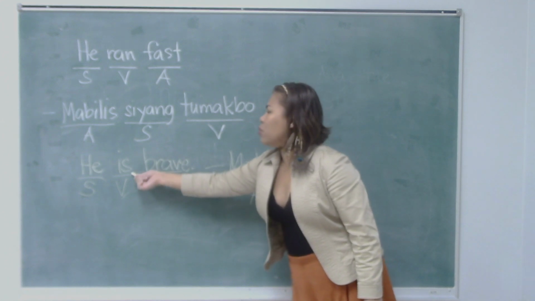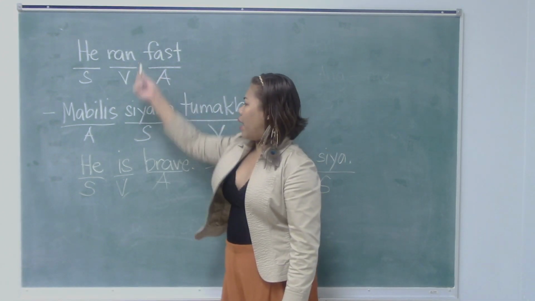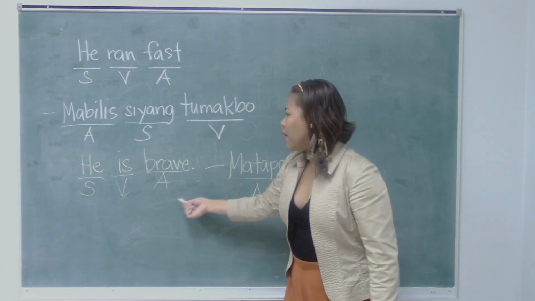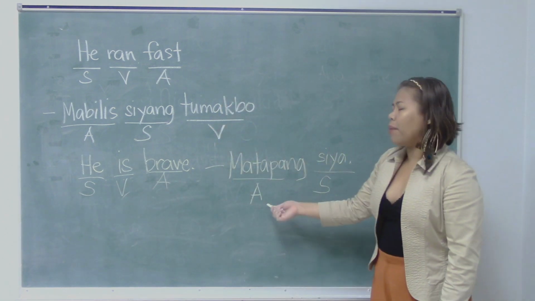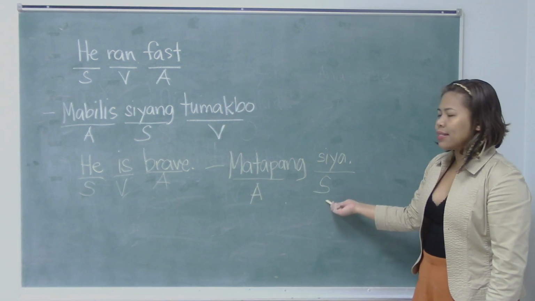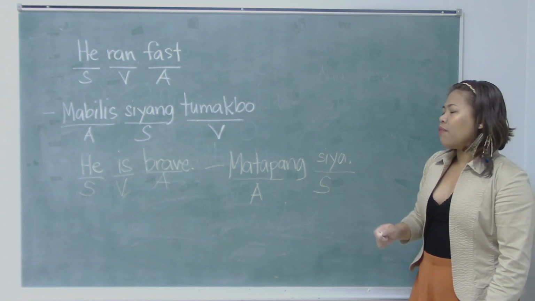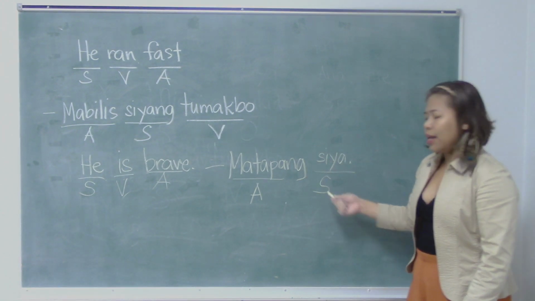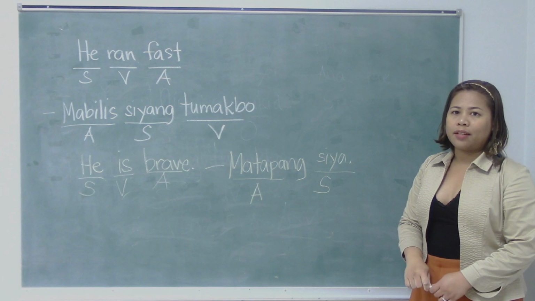So, if you don't have a verb and you only have the linking verb, SVA will then become AS. So, you omit the linking verb there. So, it's just the adjective and the subject.